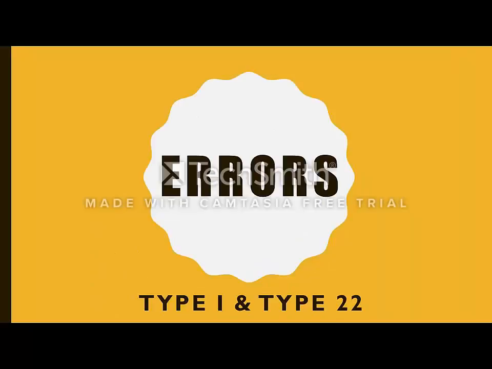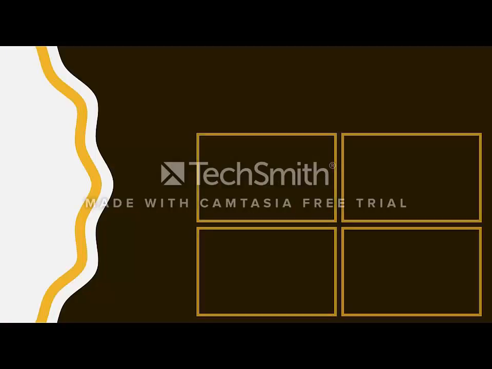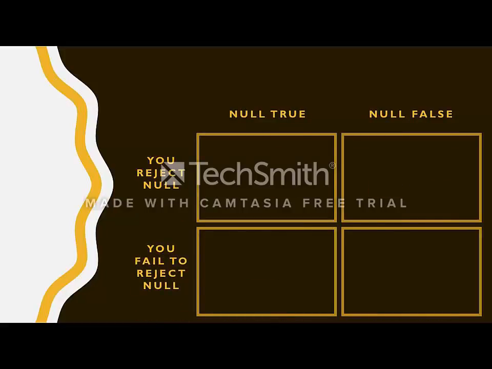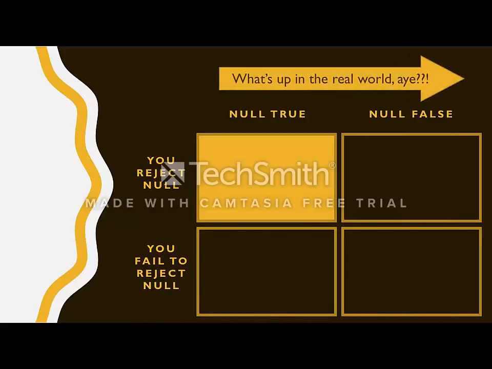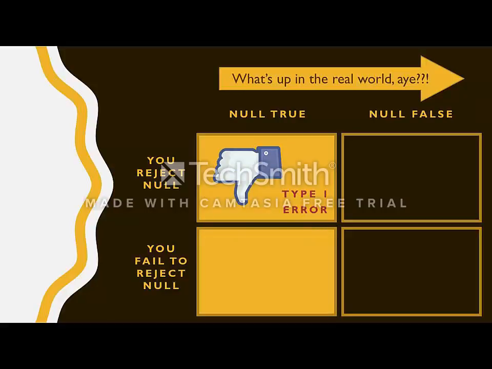Next, we're looking at the errors we can make after conducting the experiment. So you have a 2x2 matrix in which you compare the actions you took to what's actually going on in reality. So, if you reject the null hypothesis, but in reality it's actually true, you just committed a type 1 alpha error.